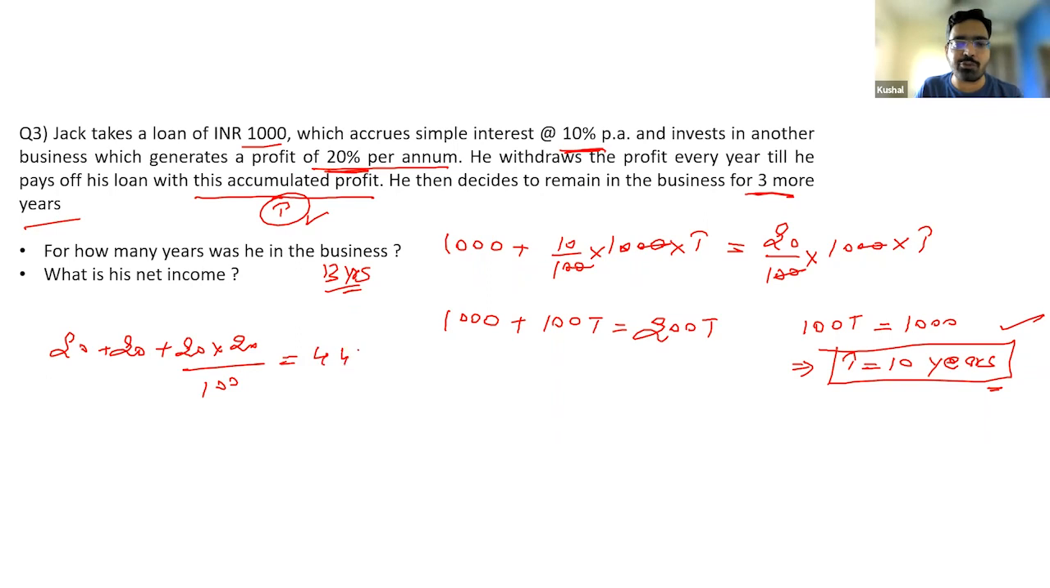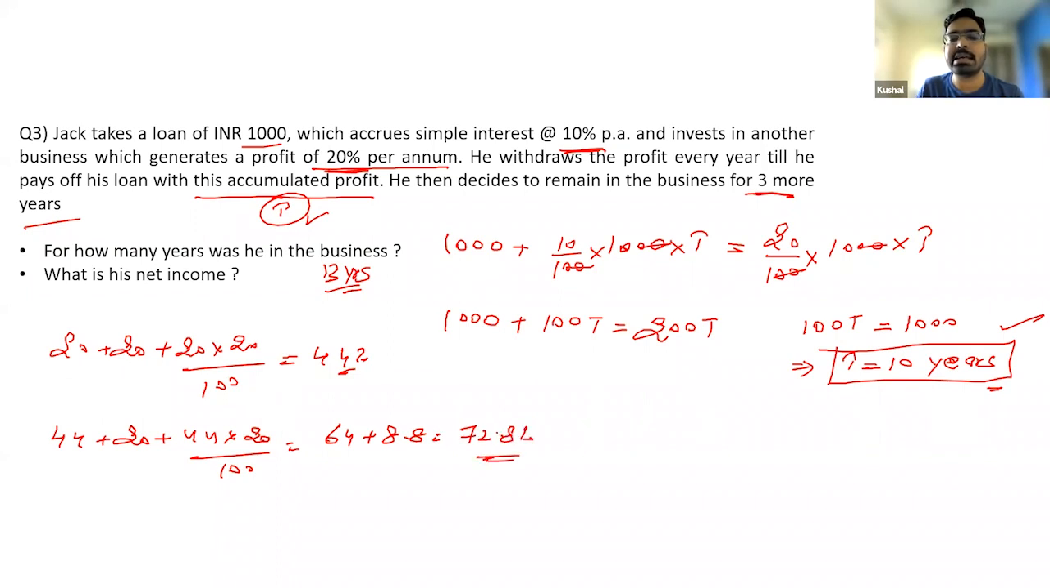So this is 44%, and 44% combined with 20% for 1 more year, because there is a total of 3 years time period. So if you solve this, it will become what? 64 plus of 8.8, so 72.8% as the interest value.